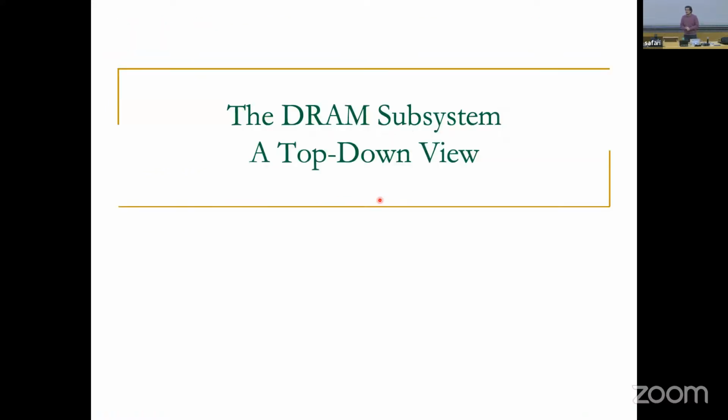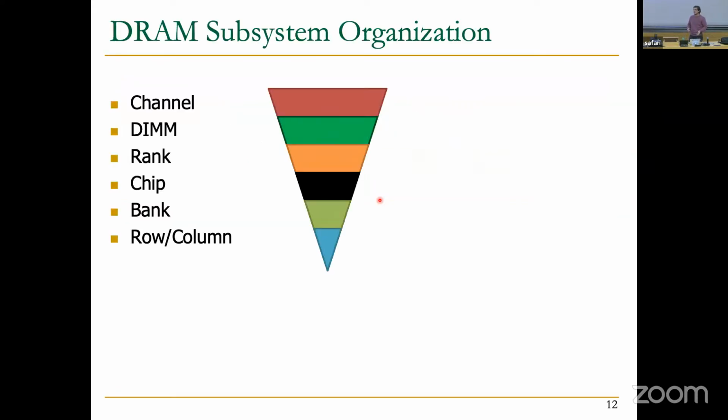Now, we will take a top-down view at the DRAM subsystem. Why DRAM? Because we use it prominently in almost all computing systems today, typically as main memory. The DRAM subsystem organization will look like this. It has a hierarchy, starting from the processor side, you have channels, and then you will have DIMMs. These are dual inline memory modules. You don't need to know what that means. And then ranks, chips, banks, rows, and columns.